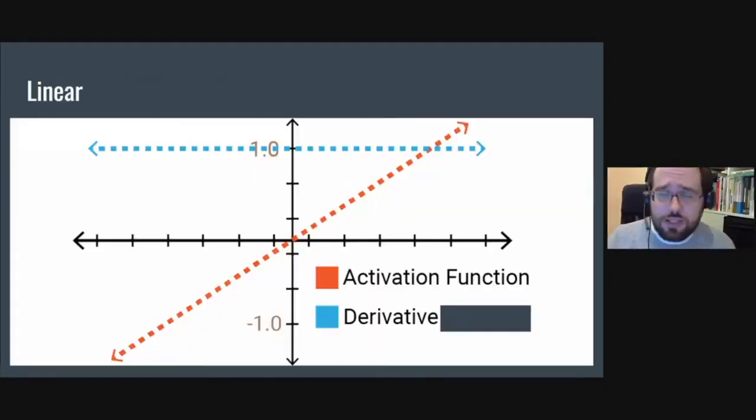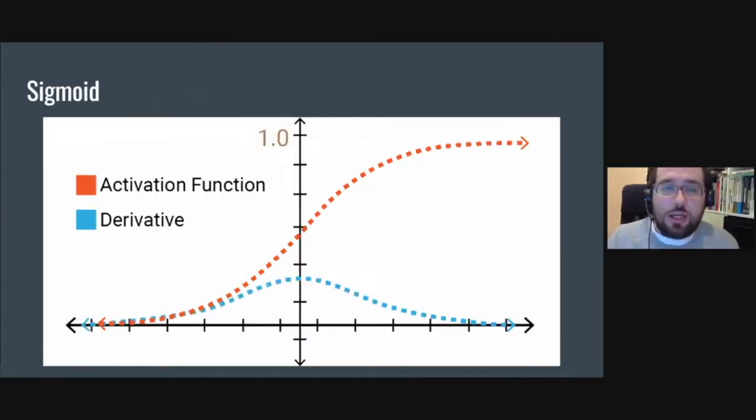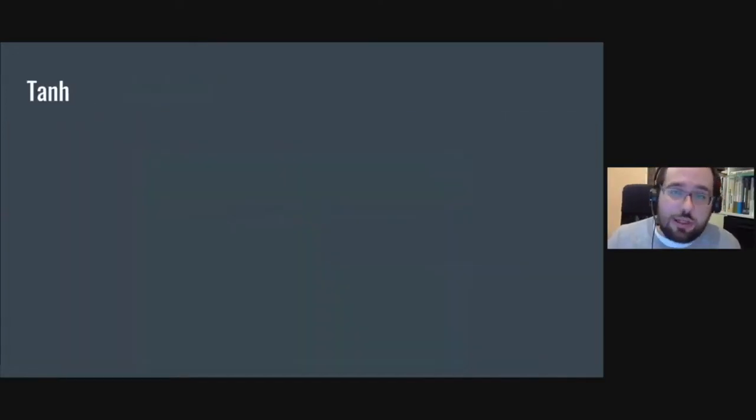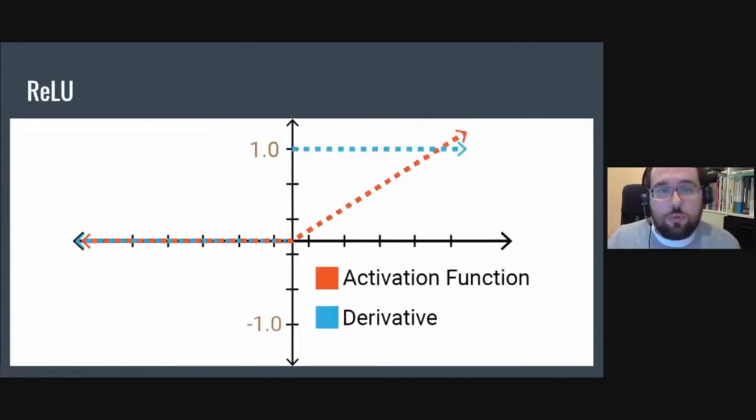The linear input is pretty simple. It has a very simple derivative. It's just one in the domain of the function. We have alternatives like sigmoid and tangent. But the most popular, most widely used is ReLU. So what is ReLU? It's just like linear after zero, but constant before.